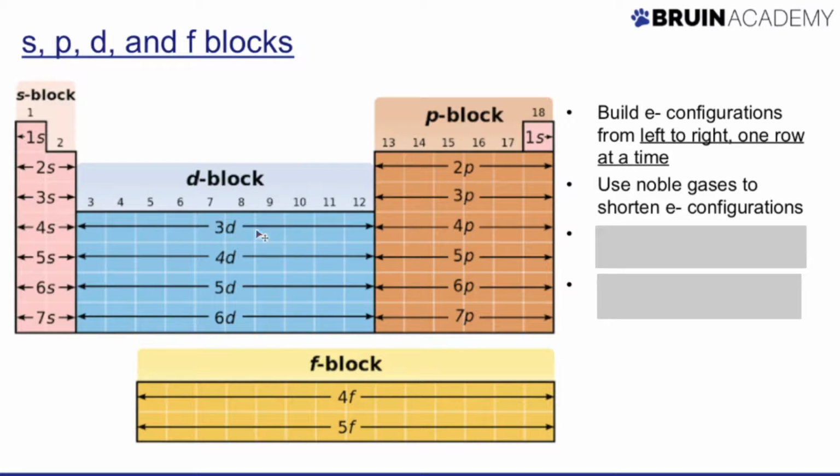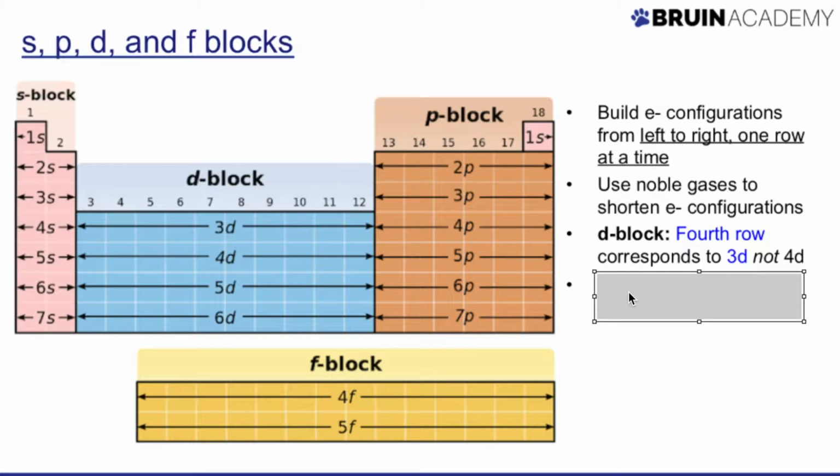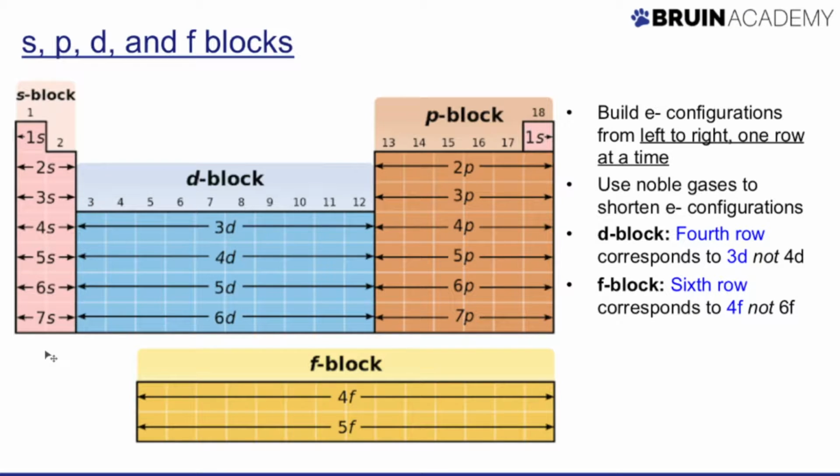There are kind of some weird anomalies here. If you look in this 4th row, you have the S block, and this is 4s. But when you move to the D block, you go to 3d. So that's one kind of anomaly, where the 4th row of the D block corresponds to 3d, not 4d. Notice that for the P block, it's the same as the S block. There's also an anomaly for the F block.